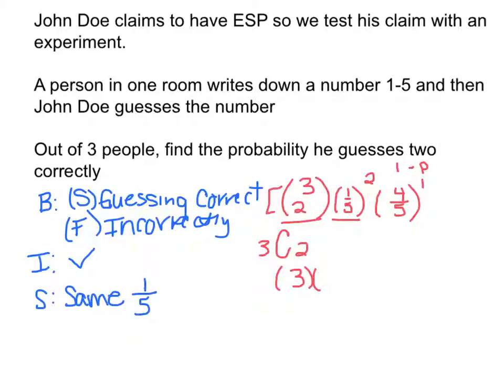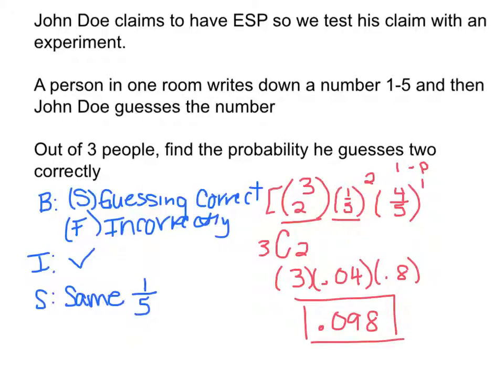1/5 squared is 0.04. 4/5 to the first is 0.8. When I multiply all that together, I have 0.098, so the probability of that happening is approximately 10%.